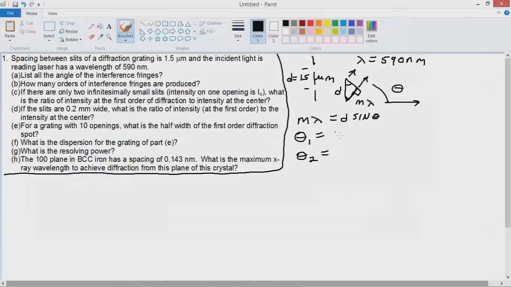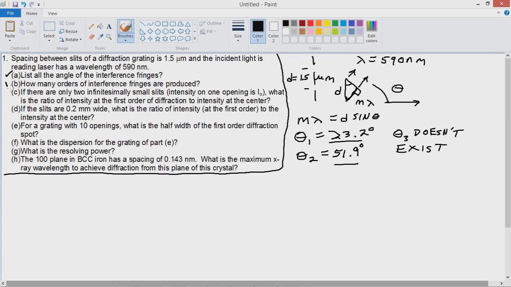Okay, I'm back. I got the first spot, you'll see at 23.2 degrees. The second spot, you'll see at 51.9 degrees, keeping 3 sig figs. You won't see a third one. You can only go up so far, depending on the wavelength of light and the size of the openings. Okay, that's part A, all the angles of the interference fringes.